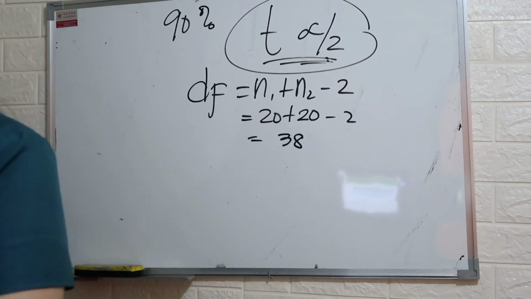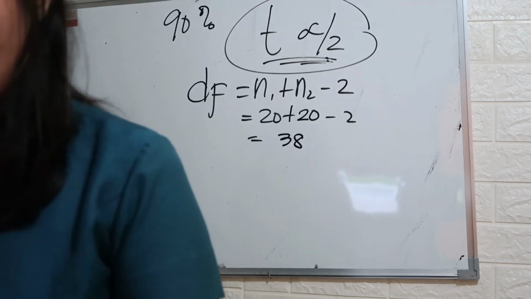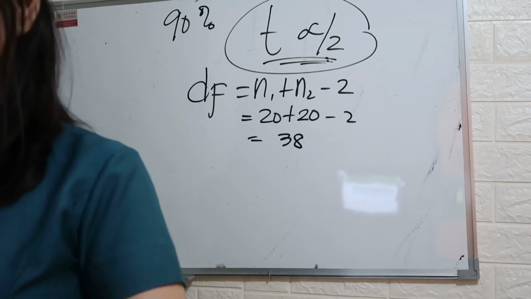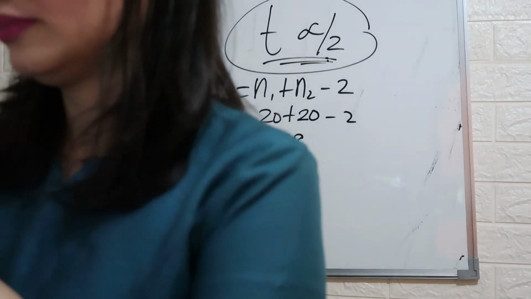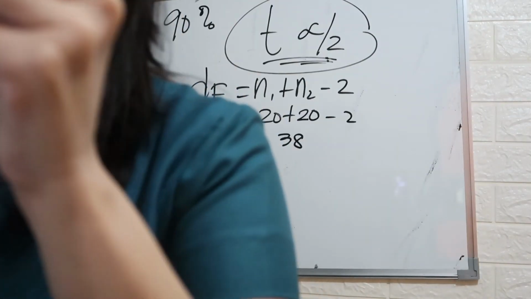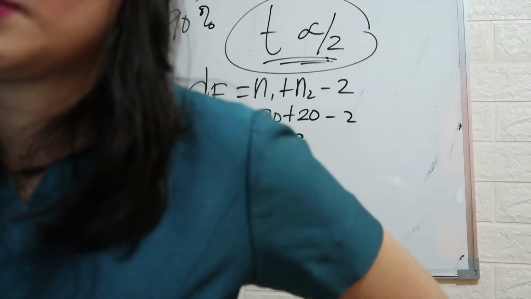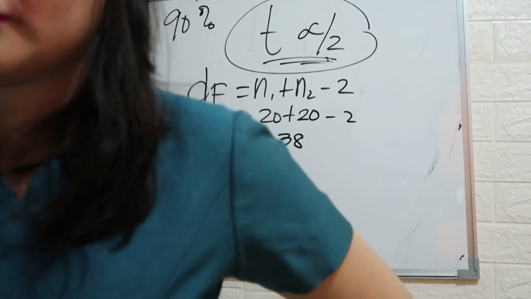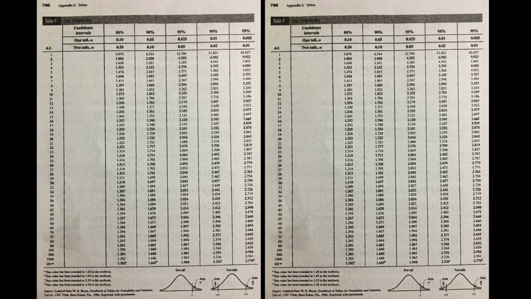To solve for the T alpha, going back to the table, okay, this one. Yung table. Can you please get the table? Ayan, this one. Let me share with you the table.